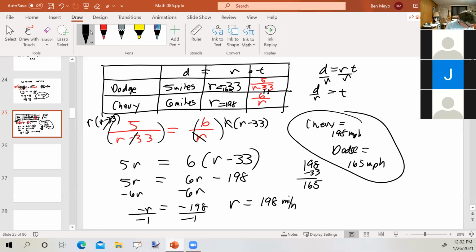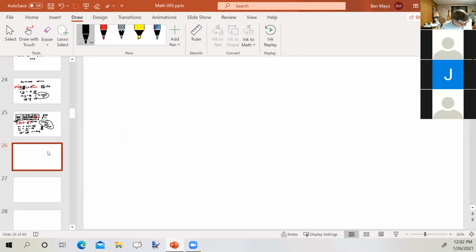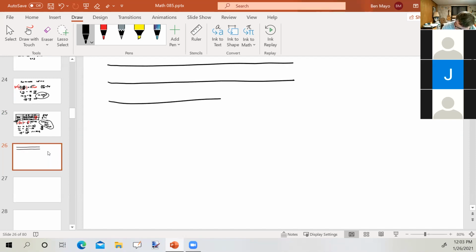Okay, now we're going to do one that has to do with boating. It says, a boat that travels 18 miles per hour in still water can travel 22 miles downstream in the same time it takes to travel 14 miles upstream. Find the speed of the current in the river. Okay. So again, let's make a table here. This is going to be another distance, rate, time problem.